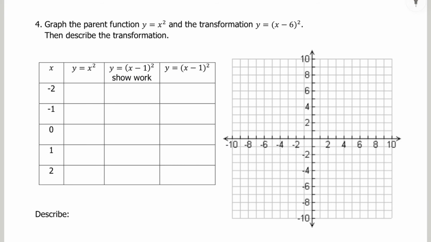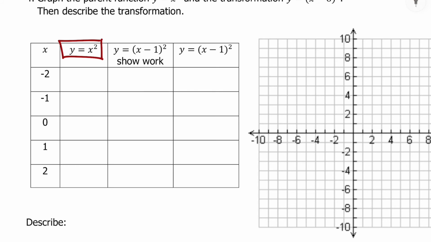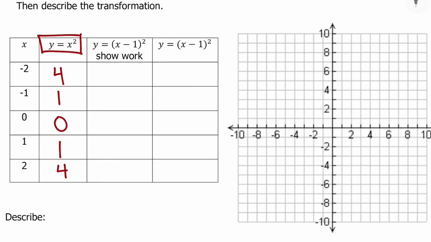So it says graph the parent function y equals x squared, and the transformation y equals the quantity x minus 6 squared, and then describe the transformation. So let's just start with the parent function. -2 squared is 4. -1 squared is 1. 0 squared is 0, 1 squared is 1, and 2 squared is 4. So you've got to write all those down, and then you're going to graph them.